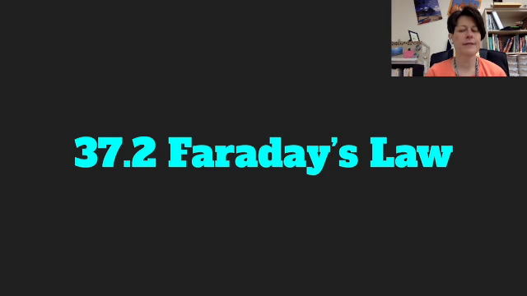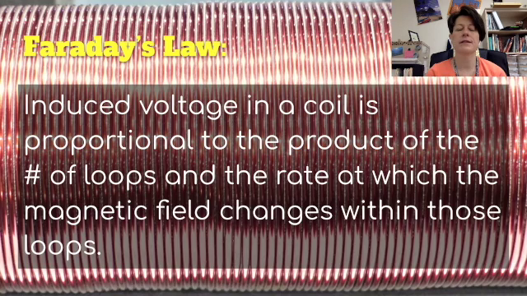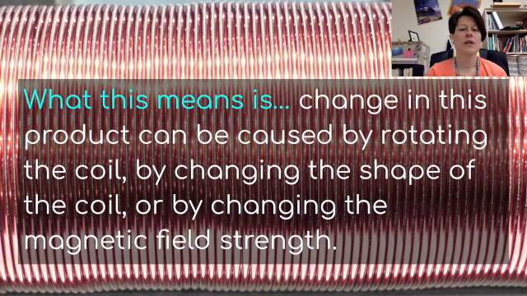So let's take a look at Faraday's law, which is based on these ideas. Faraday's law says induced voltage in a coil is proportional to the product of the number of loops and the rate at which the magnetic field changes within those loops, which makes sense based on what we were talking about, that if you increase the loops or you increase the rate at which you put the magnet in and out of the loops, you'll get more voltage. So what this means is change in this product can be caused by rotating the coil, by changing the shape of the coil, or by changing the magnetic field strength, all 3 of those things.